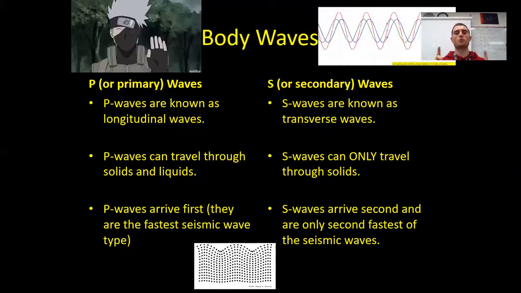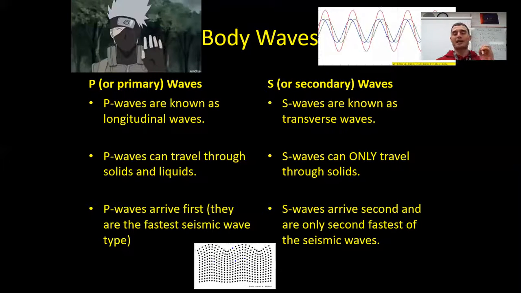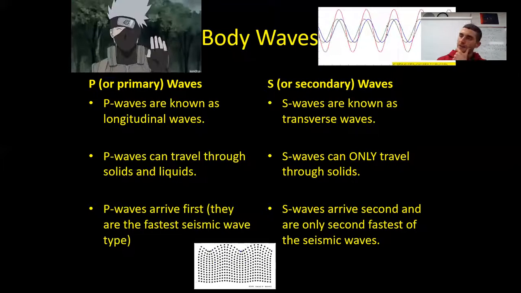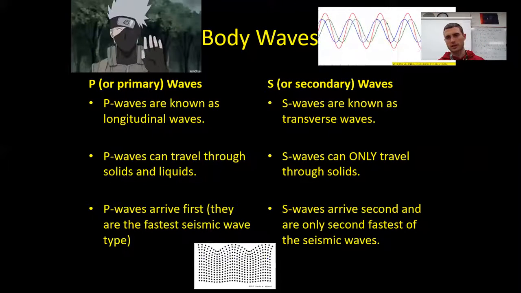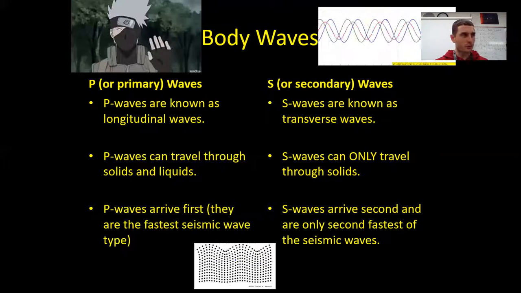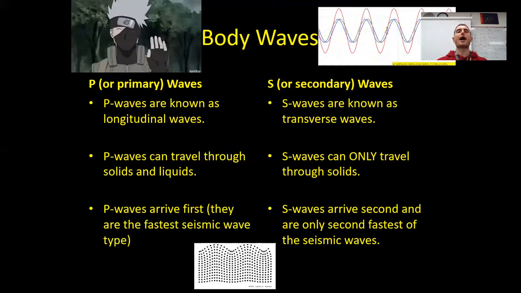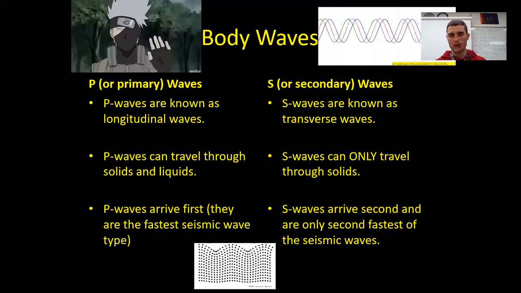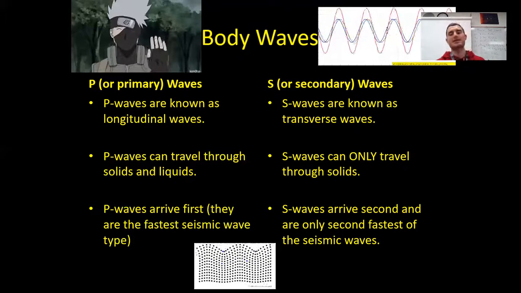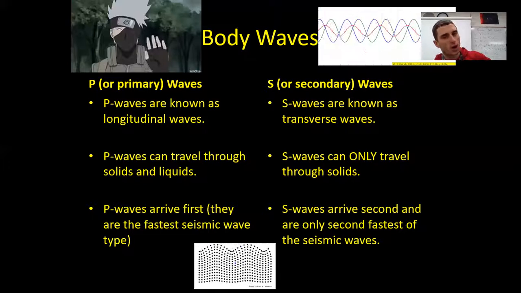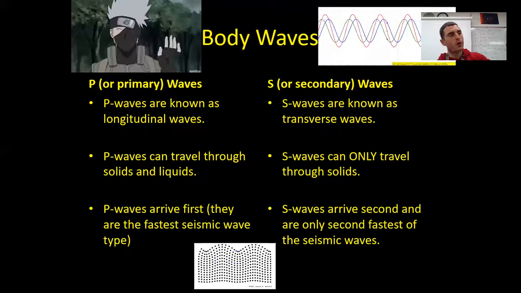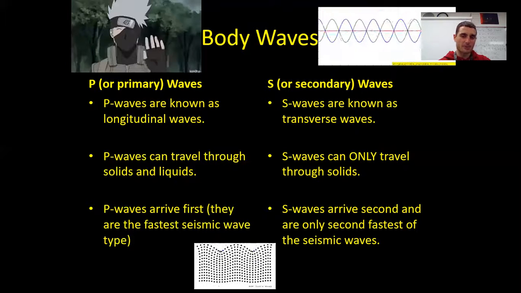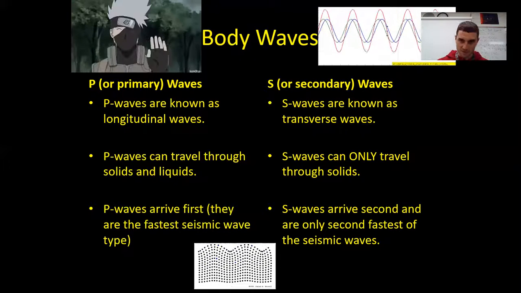S waves, super important to know. Super important. They can only travel through solids. They cannot travel through liquids. Think about that. If they can't travel through liquids, then what layer can't they travel through? The outer core. The outer core is the only layer on Earth that is a liquid. And secondly, if they're called secondary waves, I wonder why. Well, it's because they arrive second in the wave patterns of earthquakes. So again, S waves are second.